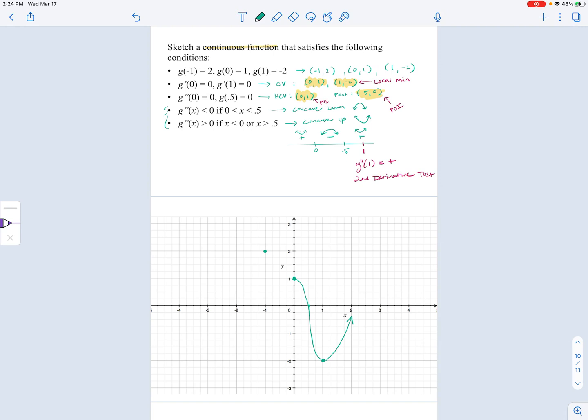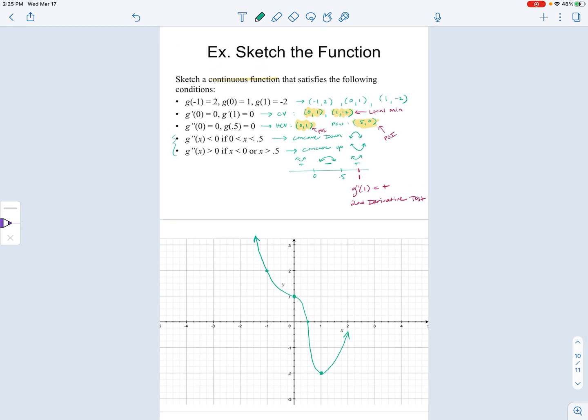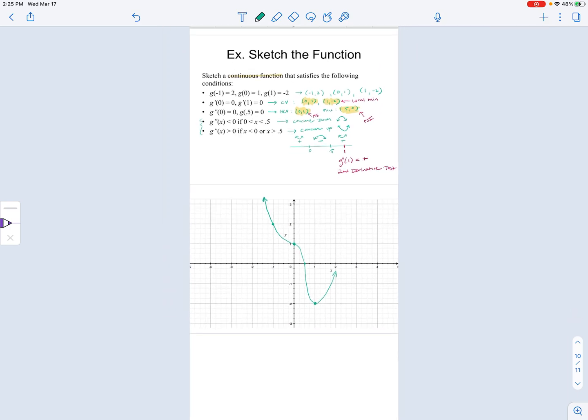We have a point of inflection here between 0 and 0.5, where the graph changes to concave down. And then we go concave up from -infinity to 0. And then (-1, 2) is just kind of an extra point that we have. It tells us how steep the graph is right there, but it's not really a special point. Okay, so that's a sketch.